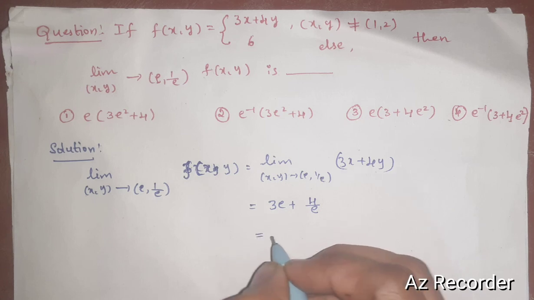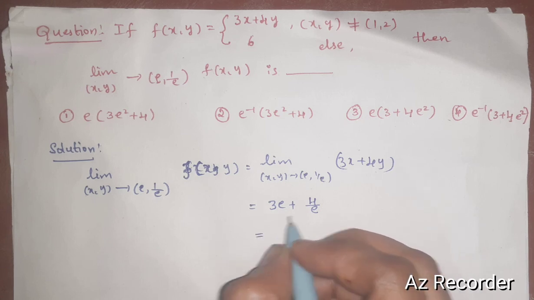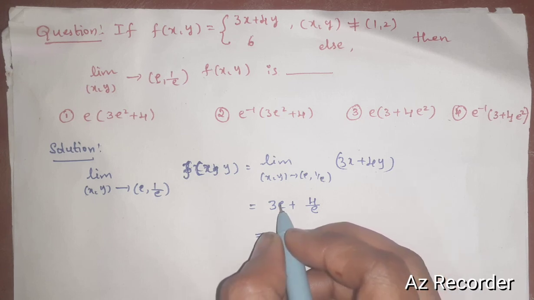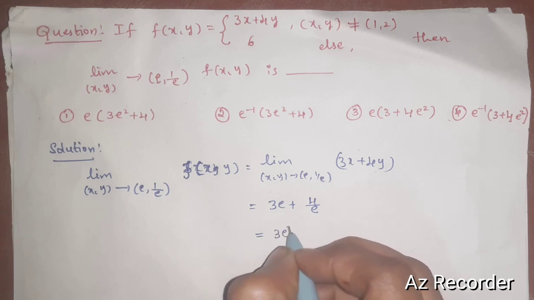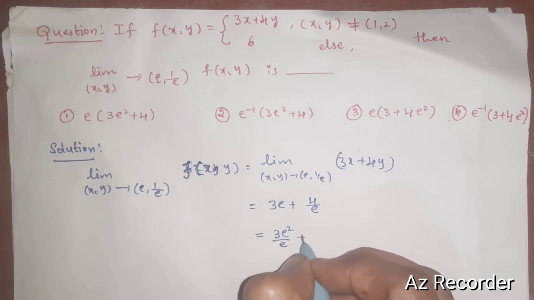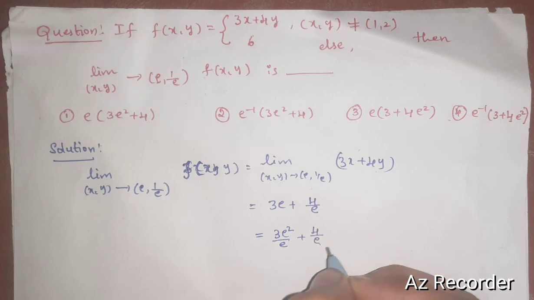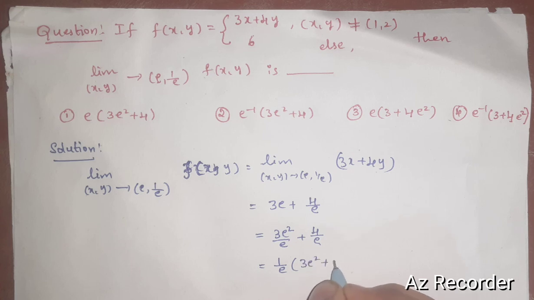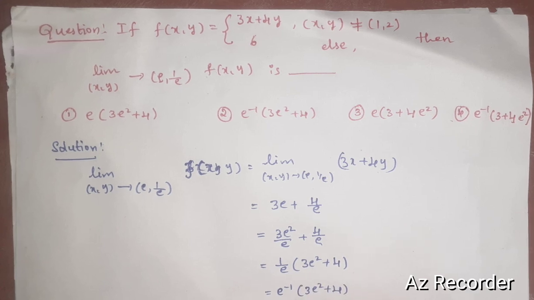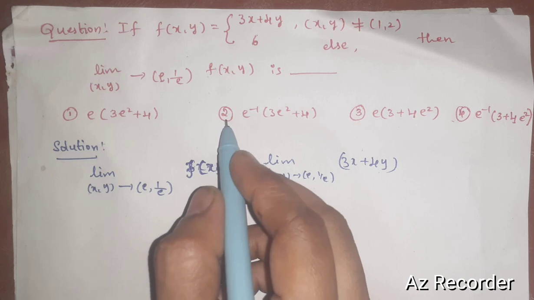So I will multiply e by and divide by e. So you will get 3e square by e plus 4 by e. So this can be 1 by e into 3e square plus 4. That is e inverse of 3e square plus 4. Simple one. So option 2 is correct.